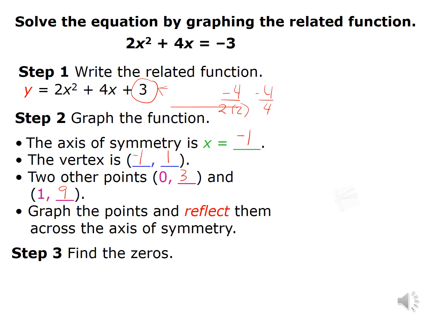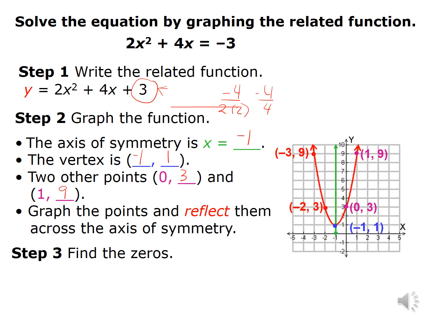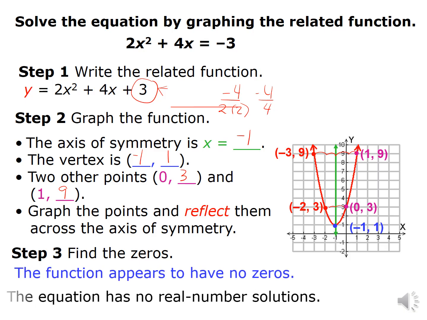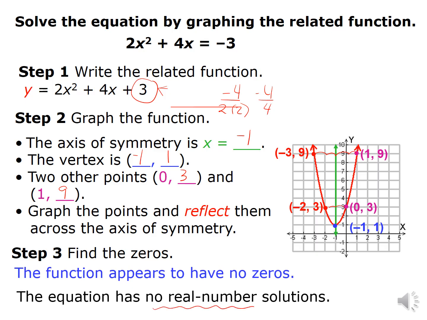So we're going to graph those points, and then we're going to reflect them across and get 5 points total, so we get a nice shape to our graph, and then we can see that there are no zeros. Okay? So that means there are no real number solutions. We're not getting into complex solutions until the end of this chapter. So at this point, it appears to have no zeros.